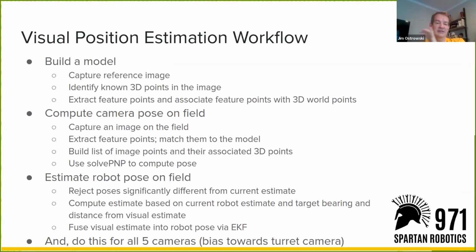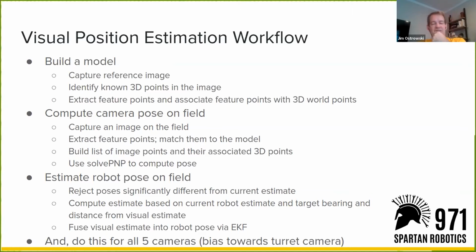Let me mention, computing the camera pose on the field relies on the intrinsic calibration being good. And then estimating the robot pose relies on the extrinsic calibration, knowing where the camera is with respect to the robot to be able to estimate that pose. And we're using the extended Kalman filter for that. And I won't go into the details on that one because it's pretty involved. But just to say we're fusing that with motion data from the robot to get an estimate of where the robot is in the pose.